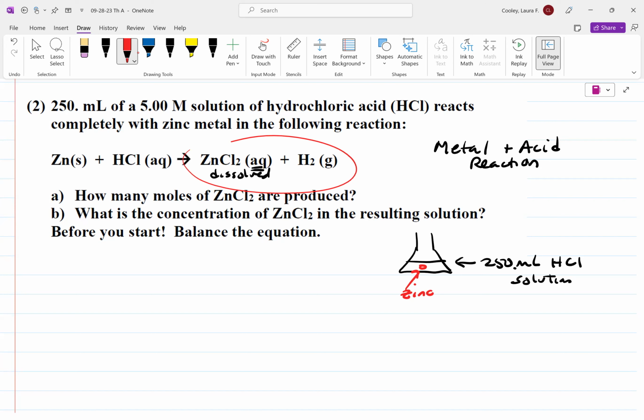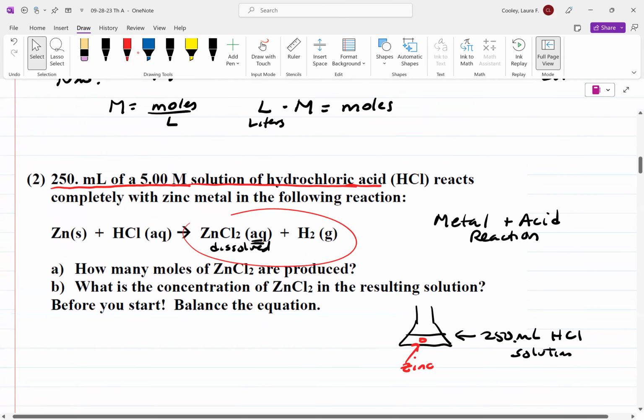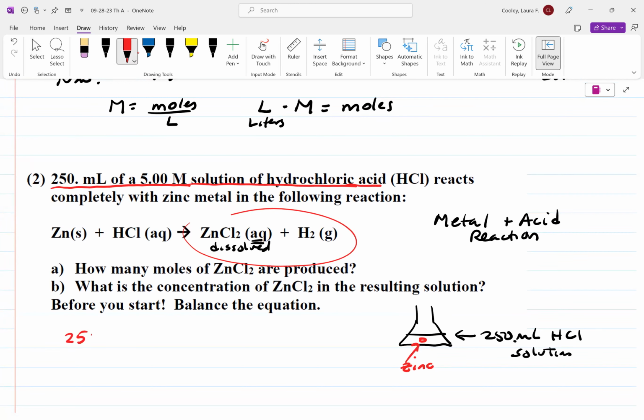But what's different here is now we have to figure out, here's what we're given. Remember, start with what you know. And what you know is the concentration, the molarity, of the HCl. So what you need to do is get the moles. And how we're going to do that is we're going to multiply the volume in liters by the molarity. So 250 milliliters is 0.250 liters. Now I would move the decimal place 3 places.